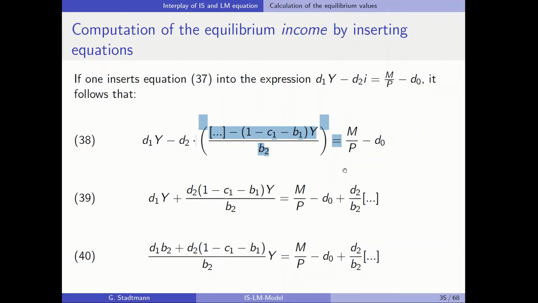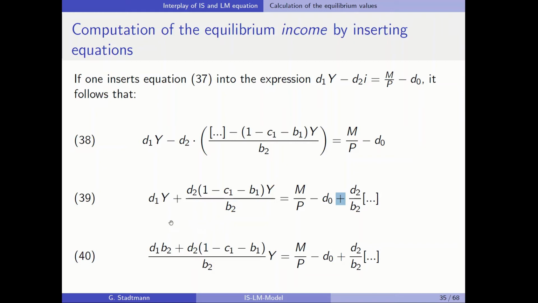Let's do that. In a first step, we have here these autonomous components. They do not depend on the interest rate, and when we put d2 over b2 times the square bracket on the other hand side of the equation, this will pop up with a positive sign on the right hand side. So we are left with minus d2 times, and this minus sign will give a positive sign. So d2, and then in brackets the coefficients which are related to the GDP level divided by b2.